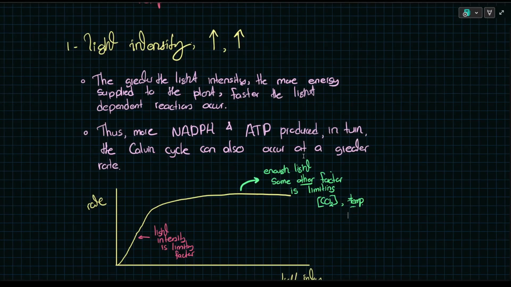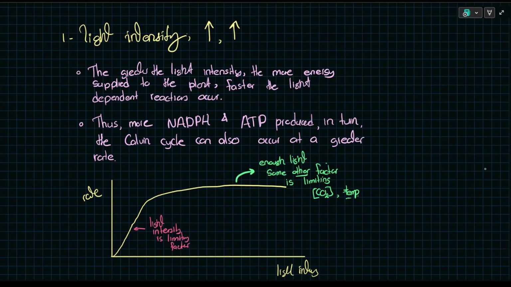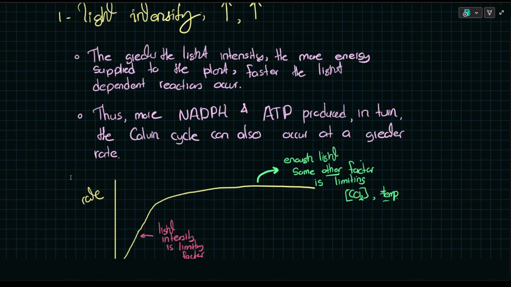So this is the effect of light intensity on the rate of photosynthesis. Overall, greater the light intensity, greater the rate of photosynthesis.